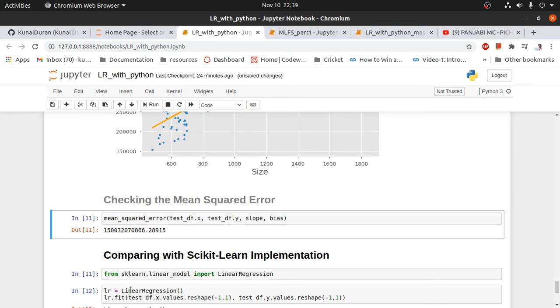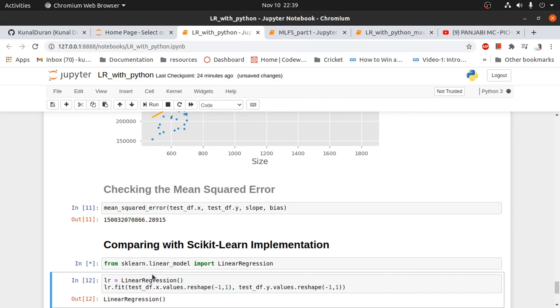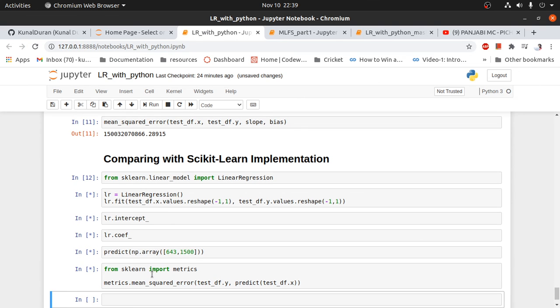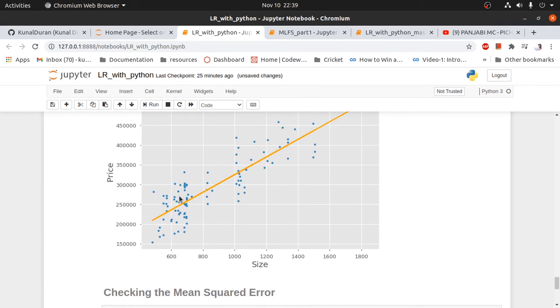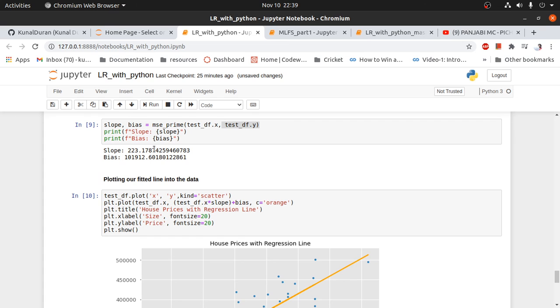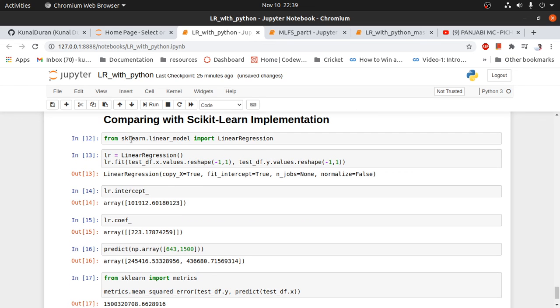Now we compare it with the scikit-learn implementation, and guess what? We have the same 223.1787. Let's compare it with our slope, 223.1787. Oh, it's good. And bias is 101912. And what our scikit-learn implementation says, the intercept is 101912.60. Okay, so now it feels so good.